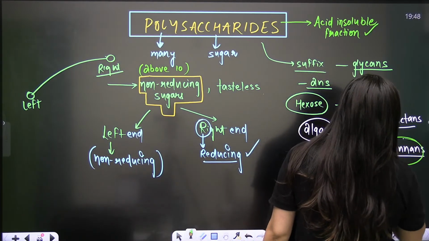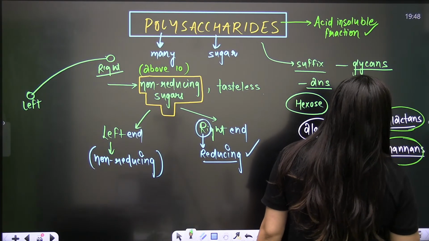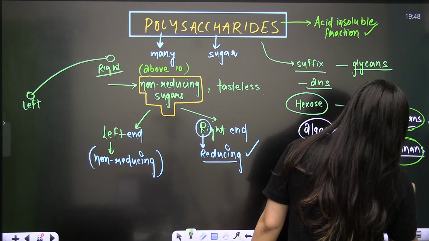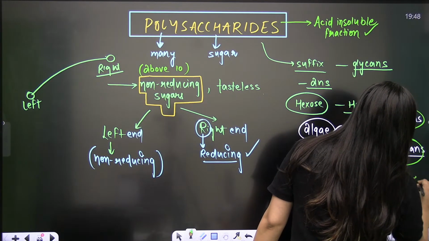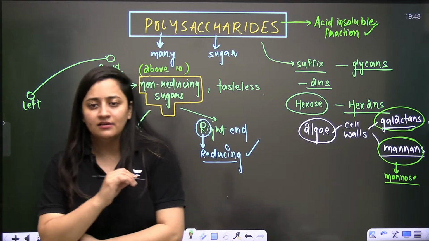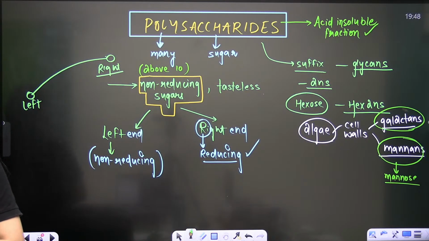So mannans, it's a polysaccharide. Galactan, it's a polysaccharide. Like mannan is the polysaccharide of mannose. So many mannose together are making this mannan, right? So many galactose together are making this galactan. So that is how you can relate. Done? So it's hexose.